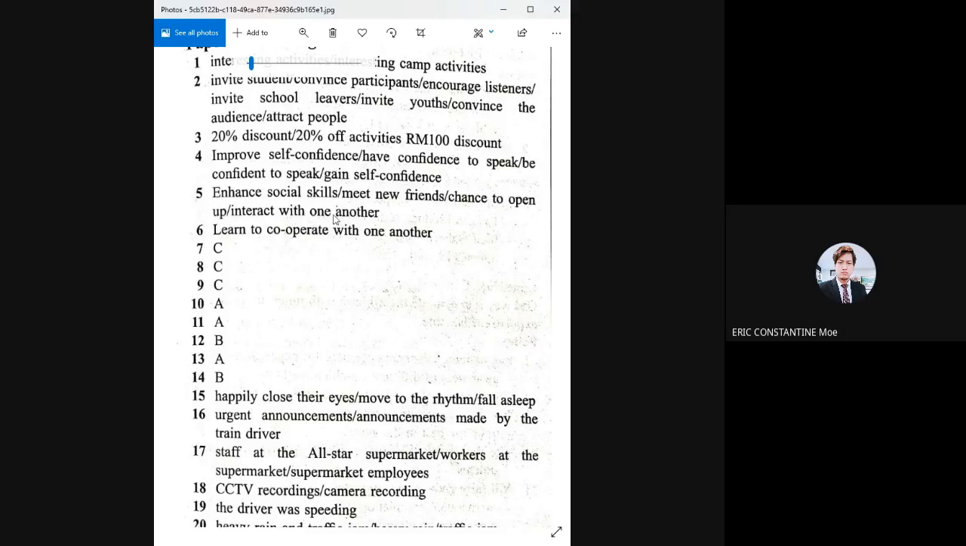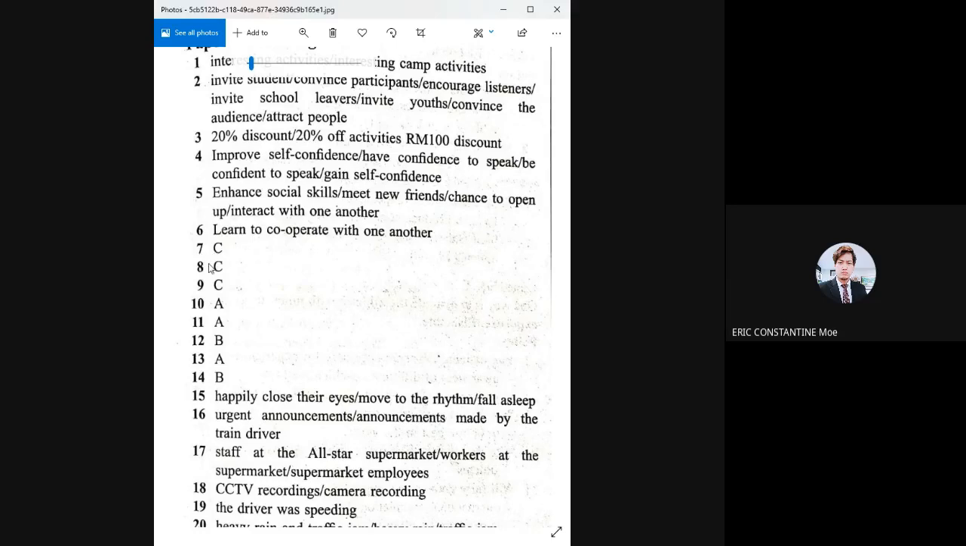Do remember to be careful on the singular and plural form. If the recording has the S at the back, make sure you got it right, because if you don't have the plural form, for example friends, the MPM will show no mercy. Okay. For number 6, learn to cooperate with one another. That's it. Very straightforward. So now let's look at the MCQ.